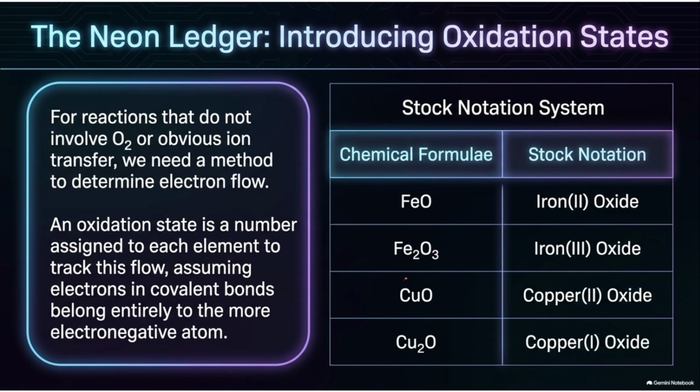Similarly, CuO, in this copper is +2, here copper is +1. So when it is +2, it is called cupric oxide, and when it is +1, it is called cuprous oxide. So cupric oxide is called copper(II) oxide and cuprous oxide is called copper(I) oxide. So these notations are called Stock notations when we use these Roman numerals.